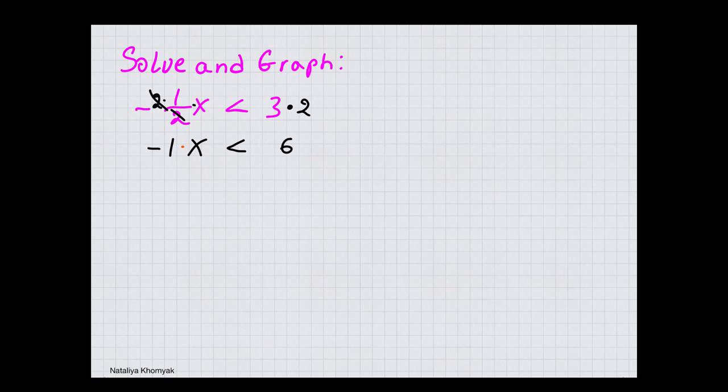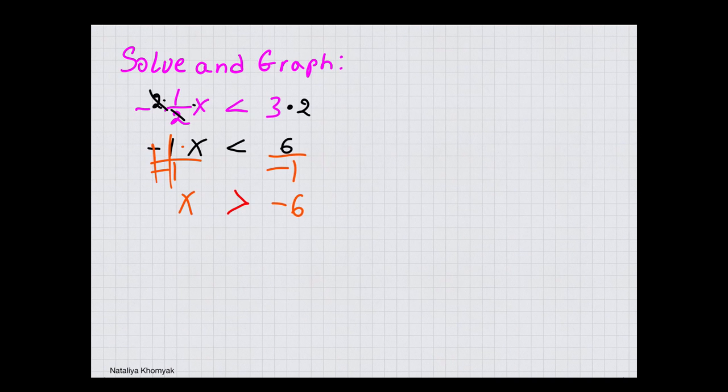We are multiplying x by negative 1. The opposite is to divide by negative 1. So this will become positive x. This will become negative 6. And if you divide or multiply an inequality by a negative number, you want to reverse the inequality sign.